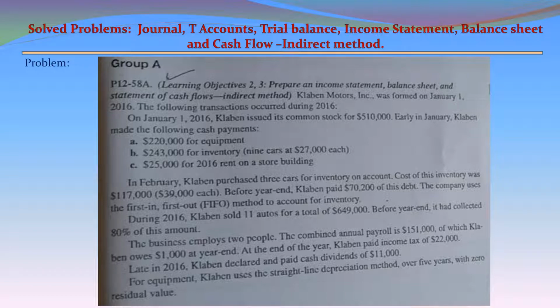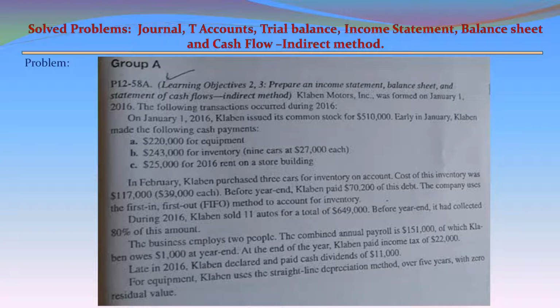A. $220,000 for equipment. B. $243,000 for inventory. 9 cars at $27,000 each. C. $25,000 for 2016 rent on store building.